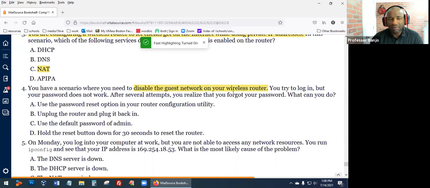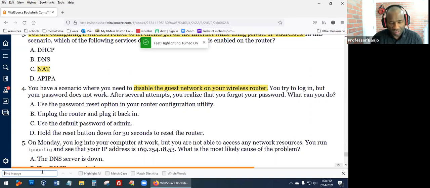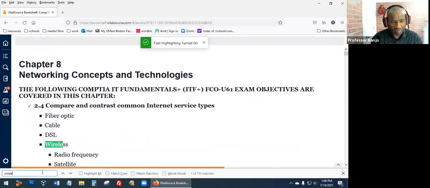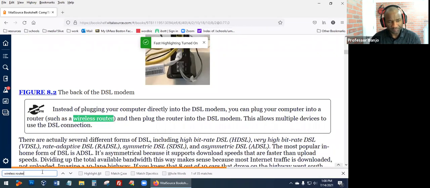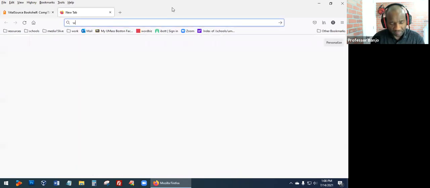So you try to log in, but your password does not work. After several attempts, you realize that you forgot your password. What can you do? Let's look at what it says about wireless routers here. Okay, so the wireless router, let me show you this image here.